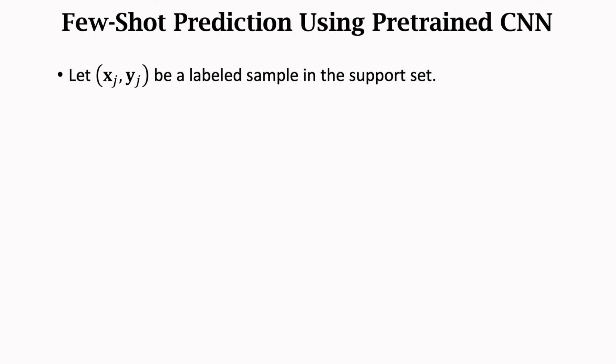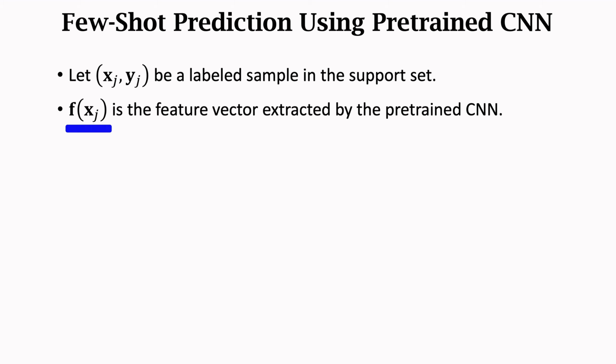Let's revisit few-shot prediction using pretrained CNN. Let X sub j, Y sub j be the j-th sample in the support set. X sub j is an image, and Y sub j is the label. Denote the pretrained CNN by function f. It can map an image X to a feature vector.